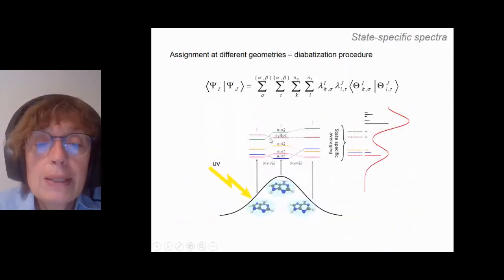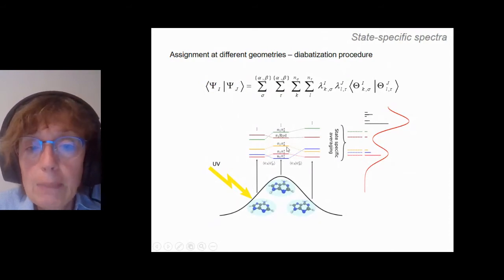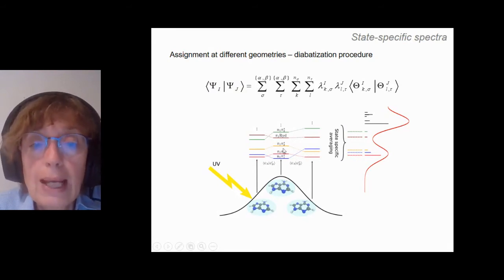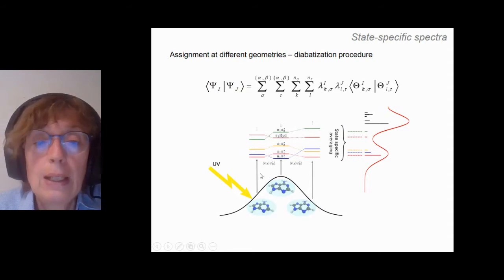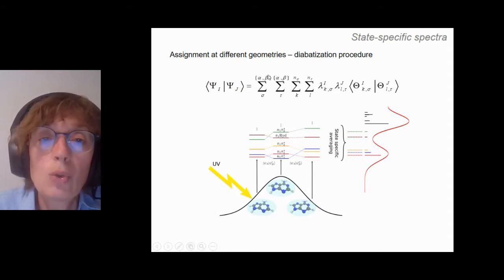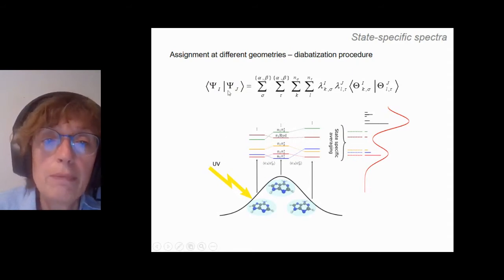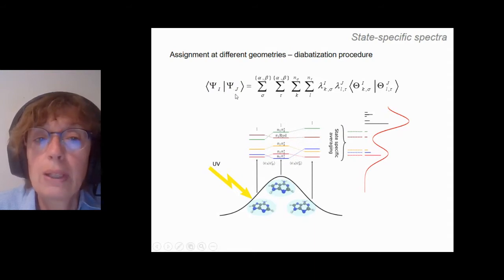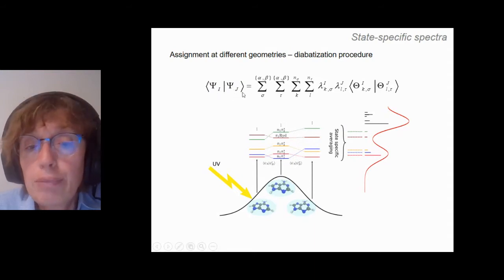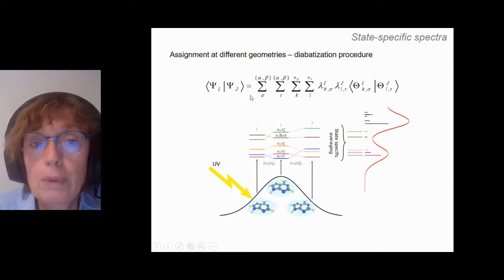Once we have assigned the spectrum at the reference geometry, we then connect the states of the same character, shown here with different colors, at the different geometries. And as I told you, this is done by computing the overlap of the wave function at two different geometries between different electronic states and solving the assignment problem.